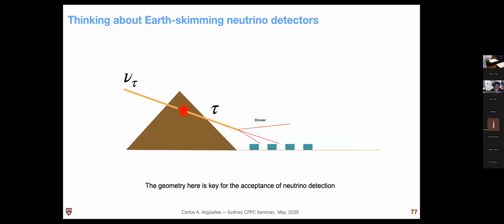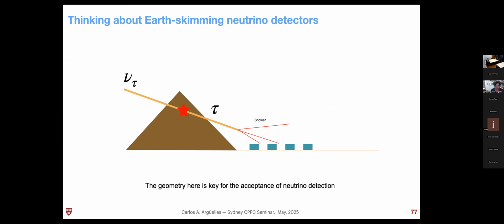And so this made me think about Earth-skimming neutrino detectors. And so why am I saying this? Because an Earth-skimming neutrino detector is only sensitive to tau neutrinos, which means that tau neutrinos can only, at high energies, be produced significantly from astrophysical objects through oscillations. So when you have a tau neutrino that comes along, it interacts in the mountain, it makes a tau that decays and makes a shower. And so in these sort of detectors, like the Pierre Auger, for example, geometry is key for acceptance of neutrino detection.